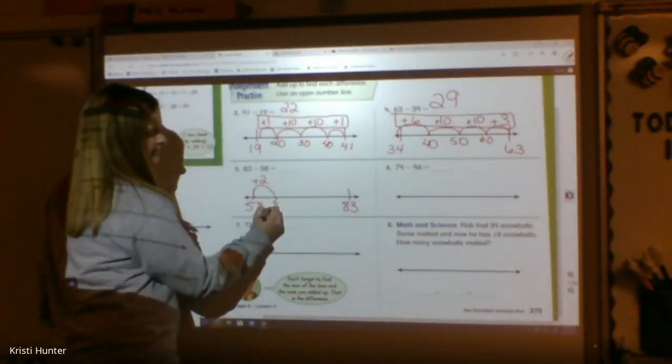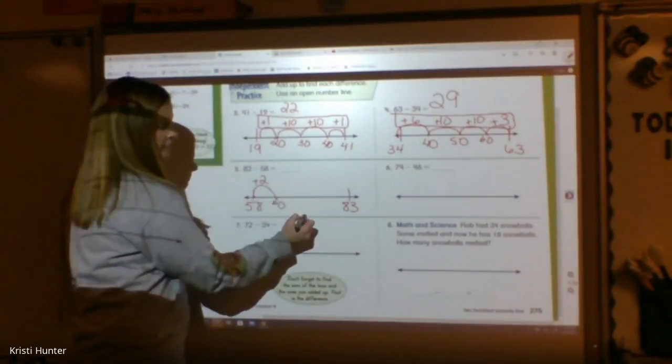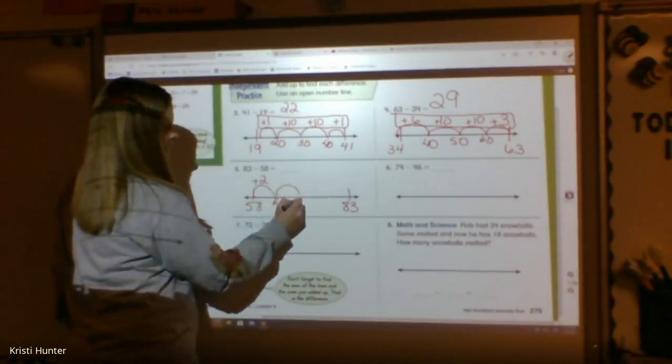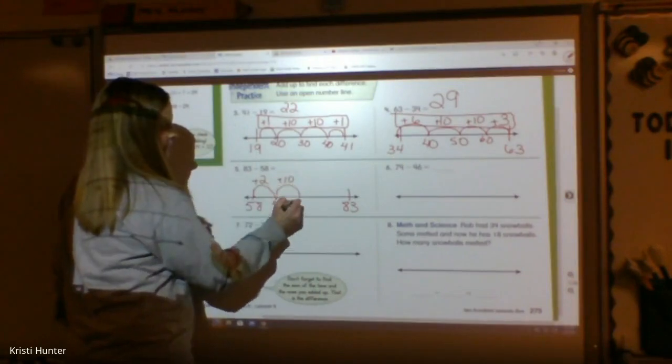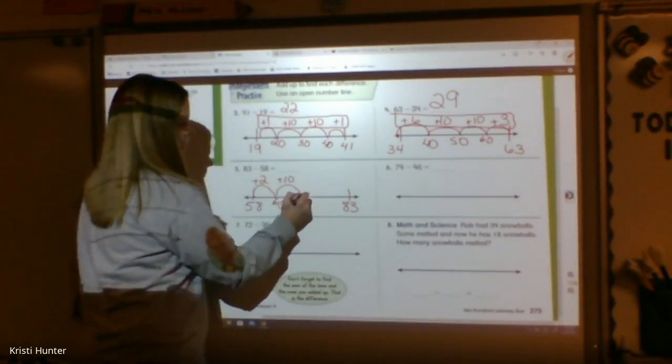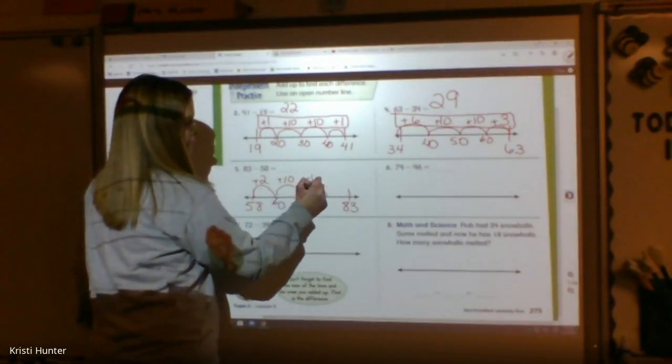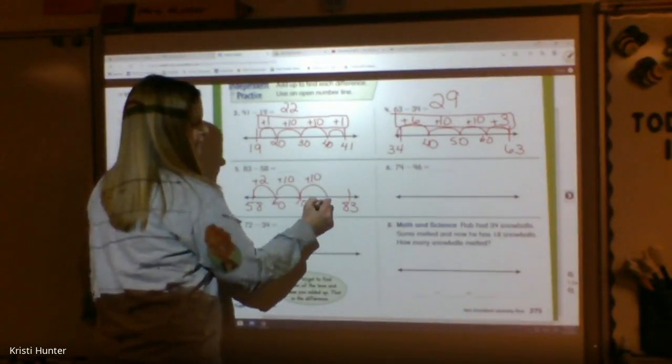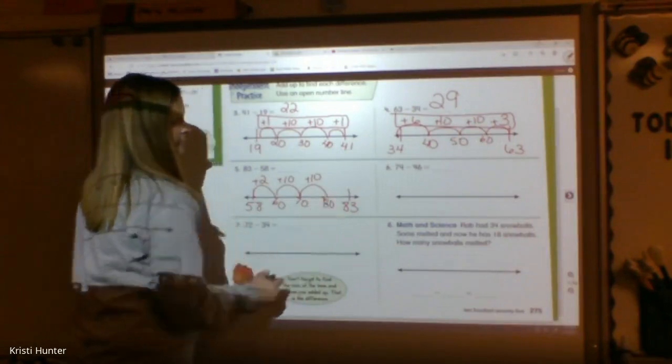Now I'm going to have 60. Can I jump 10? Sure, that's under it. So that would take me to 70. Plus 10 makes 70. Can I jump 10 more? Yep, that'll take me to 80. Now, can I jump 10 more from 80?